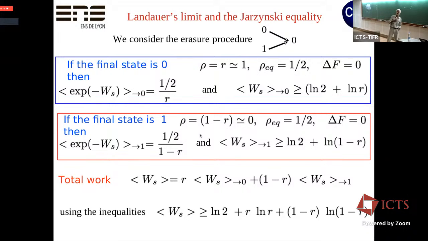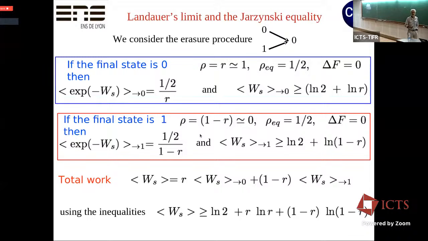So this is a strong statement, because it really allows you to connect Landauer's bound to a thermodynamic quantity, to a thermodynamic equality, that is the Jarzynski equality. Do you have any questions?